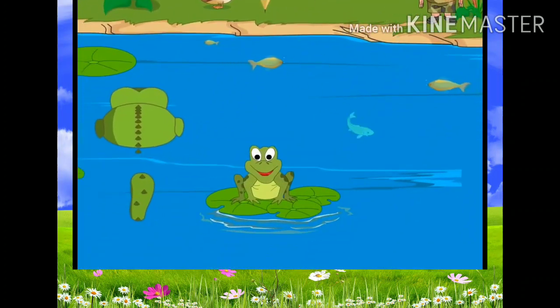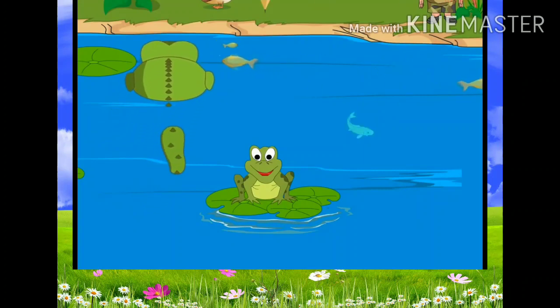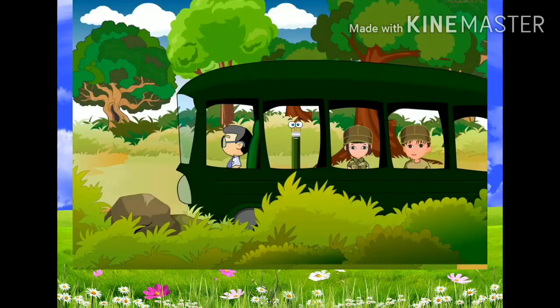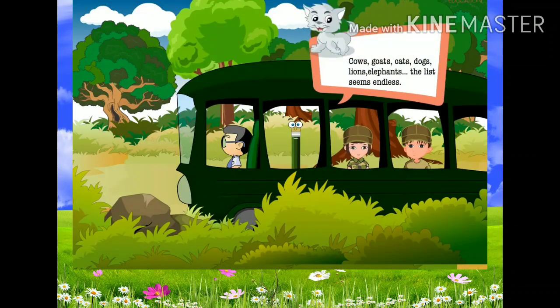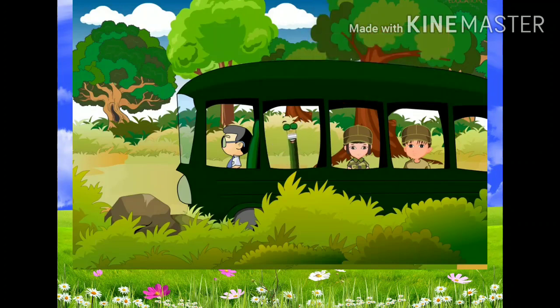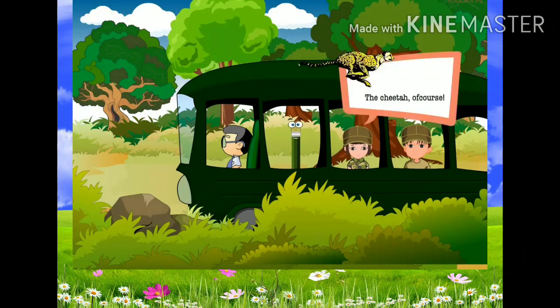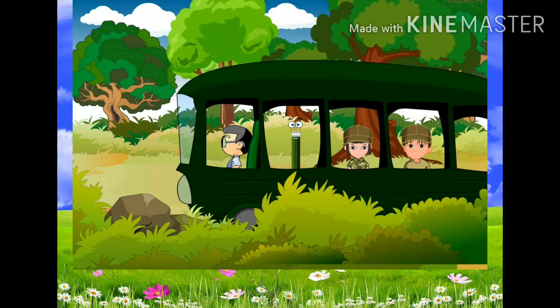Run! A crocodile! And he's swimming towards us. That was a close call. I'm glad we can run. Now, let us think of some animals that run or walk. Cows, goats, cats, dogs, lions, elephants. The list seems endless. Quiz time again! Which is the fastest running animal on land? The cheetah, of course.